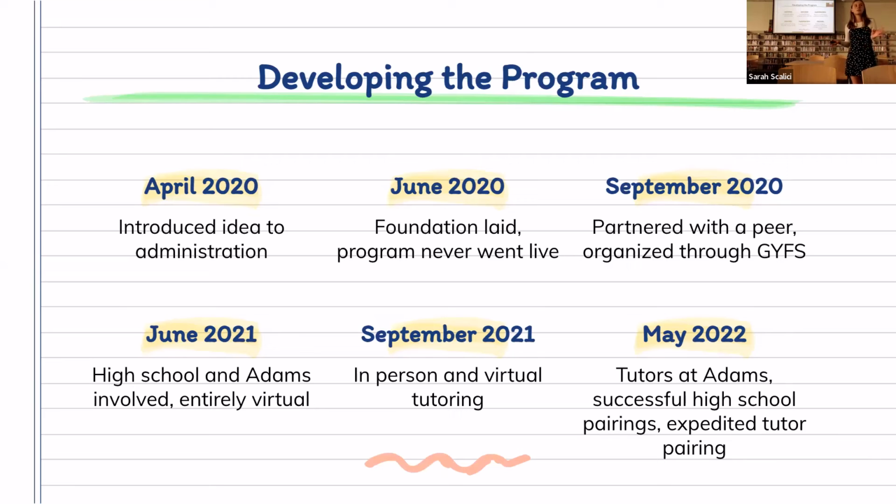So by June of 2021, we had the high school, and we actually got Adams involved also, and everything was entirely virtual. So from requesting a tutor to volunteering to be a tutor, and then also all the tutoring was done virtually. And then in the beginning of this year, we were super excited because we were able to have in-person tutoring. So we sent out all the forms again, and this time tutors were able to choose to meet with students either in person or virtually. And then by the end of 2021, we were actually sending tutors to Adams also in person.